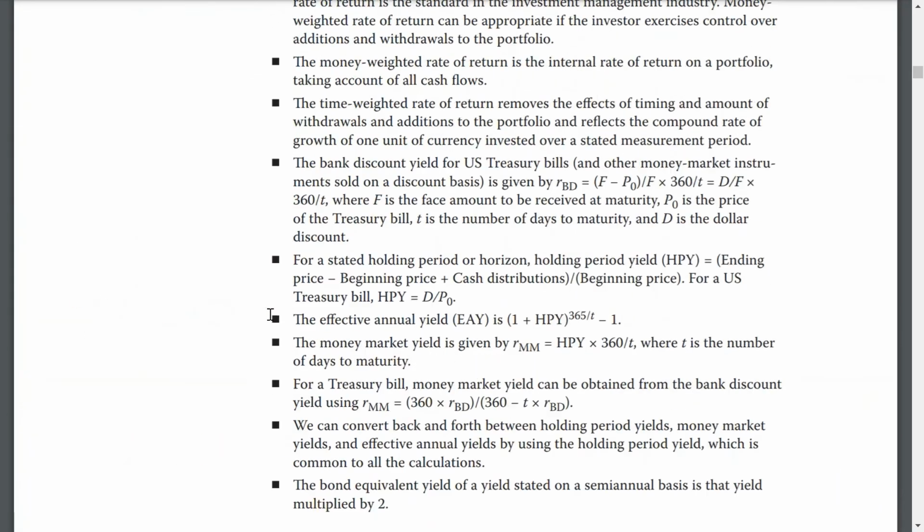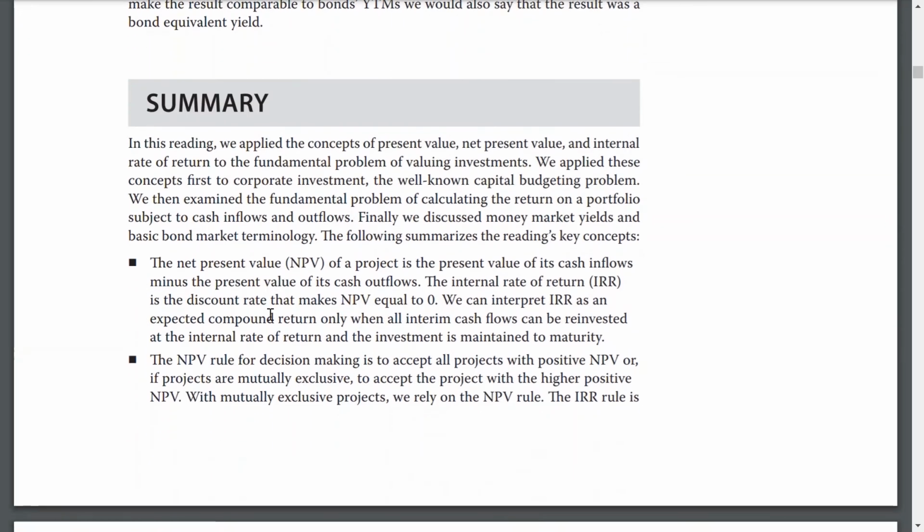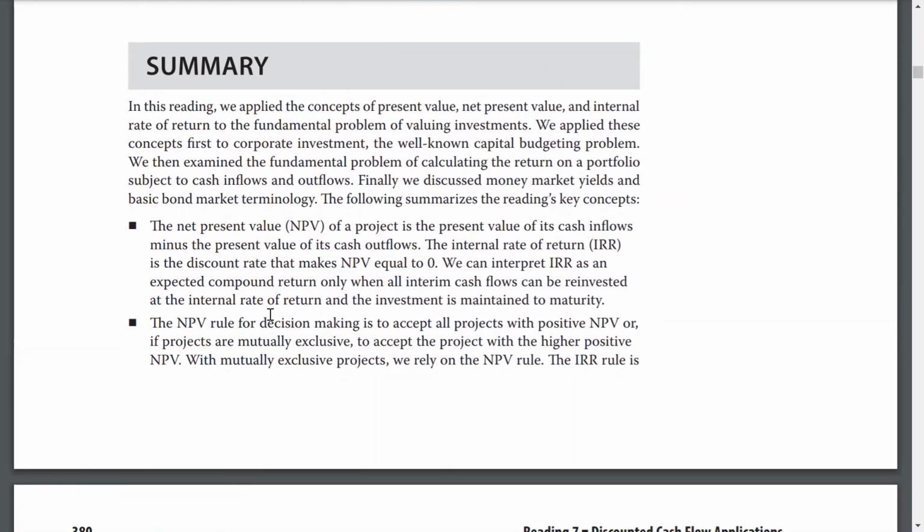I won't read the practice problems, but I will read the summary again. So here's the summary again. In this reading, we applied the concepts of present value, net present value and internal rate of return to the fundamental problem of valuing investments. We applied these concepts first to corporate investments, the well-known capital budgeting problem. We then examined the fundamental problem of calculating the returns on a portfolio subject to cash inflows and outflows. Finally, we discussed money market yields and basic bond market terminology. The following summarizes the reading's key concepts.